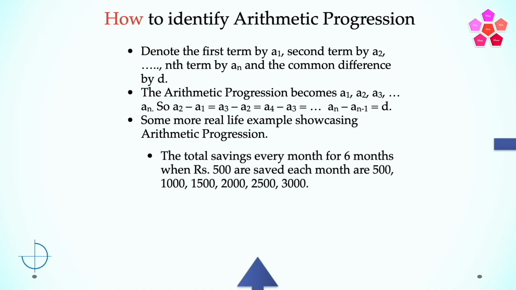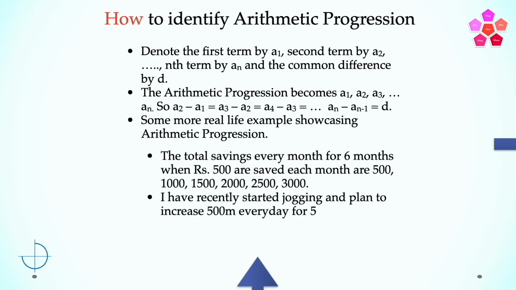So another example can be: I have recently started jogging and plan to increase 500 meters every day for 5 days. So actually what I'm saying is I will be jogging 500 meters the first day, 1000 meters the second day, 1500 meters the third day, 2000 meters the fourth day, and 2500 meters the fifth day.